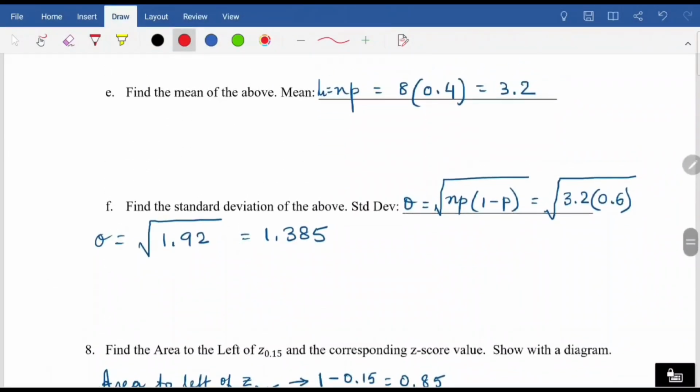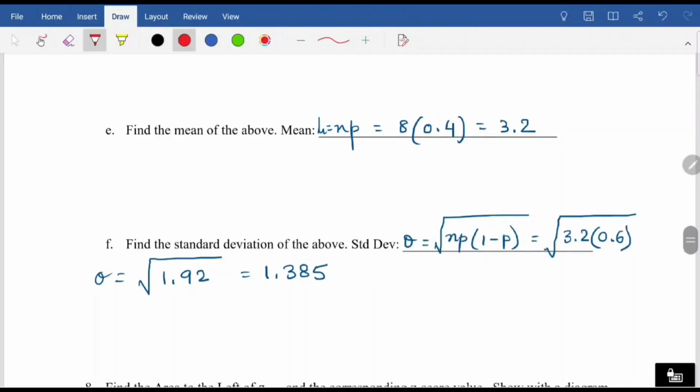And then find the standard deviation of the above. So this is the formula for the standard deviation. Sigma equals square root over n times p, which is the mean, times 1 minus p, right? N times p is the mean. And then you have to find the square root by multiplying n times p with 1 minus p. 1 minus p is the failure probability, right? So 3.2 times 0.6, which was 1 minus p, 1 minus 0.4. So when we do that calculation, we get a sigma value of 1.385.